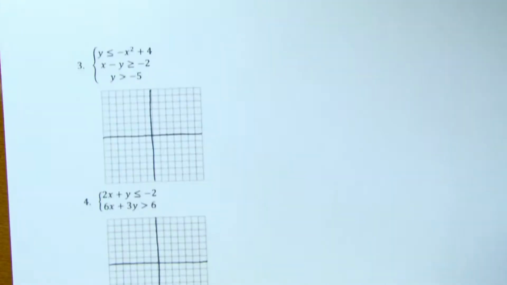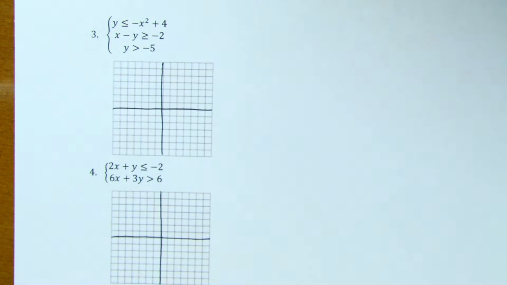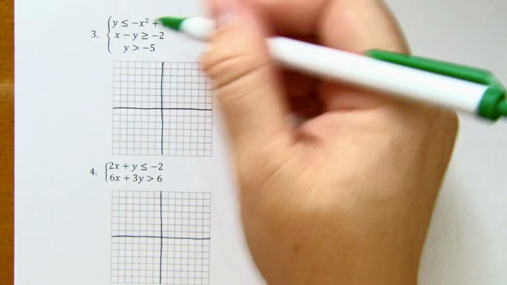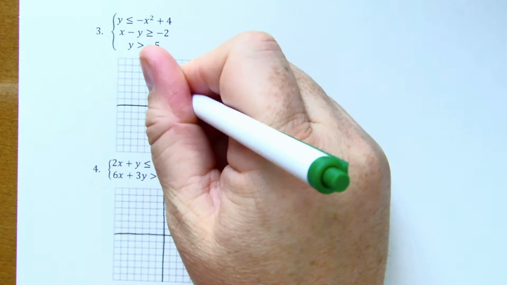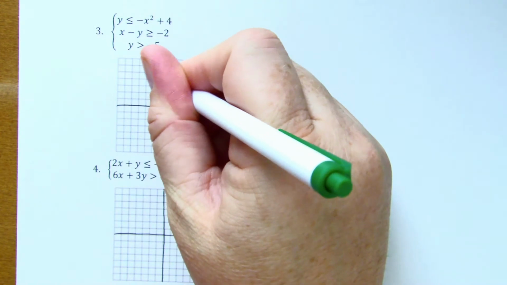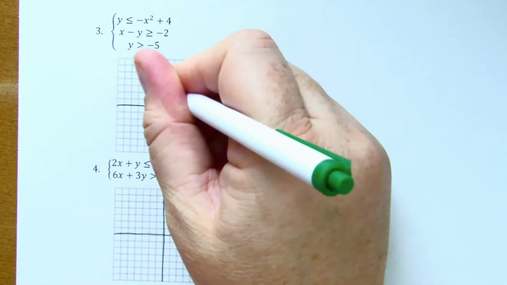All right, let's do some more examples here. And now we have more than just 2 equations. We have 3 equations, and that's perfectly fine. We can do problems with 3 equations. Let's look at the first one here, and this is a quadratic equation. And my vertex is at 0, 4, and it's going down.